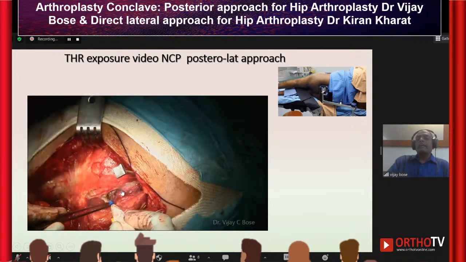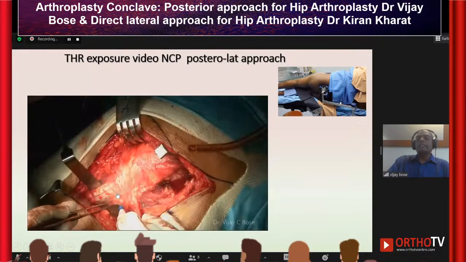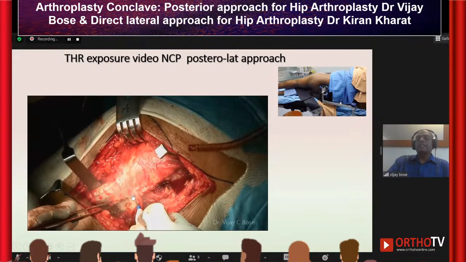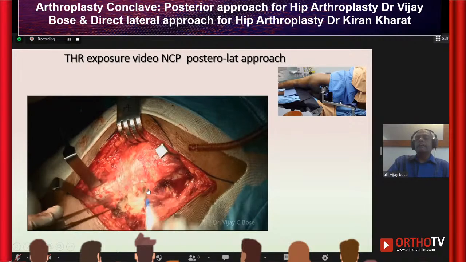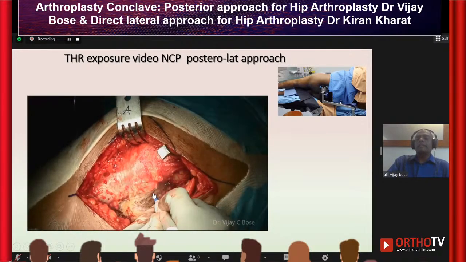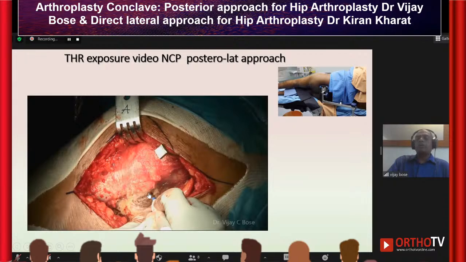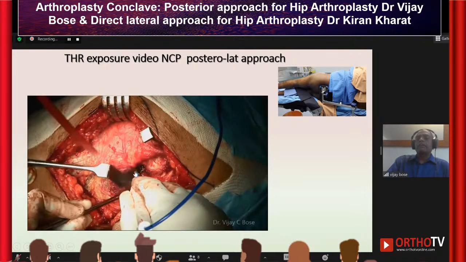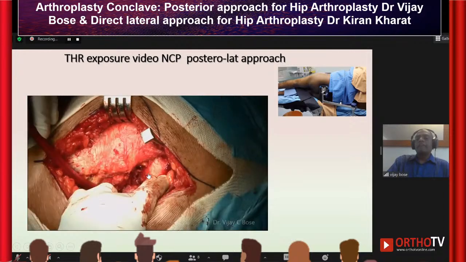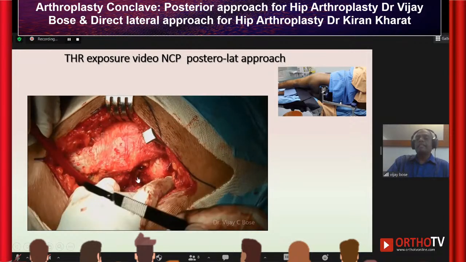So now I work on the short external rotators. You can see that, and let's say the short external rotators are teased out. We are not taking the entire quadratus at this stage because you hit the circumflex vessels and it will be difficult to coagulate. For that reason, we only debulk it. We're not removing the entire muscle. Here you can see the capsule is nicely exposed.